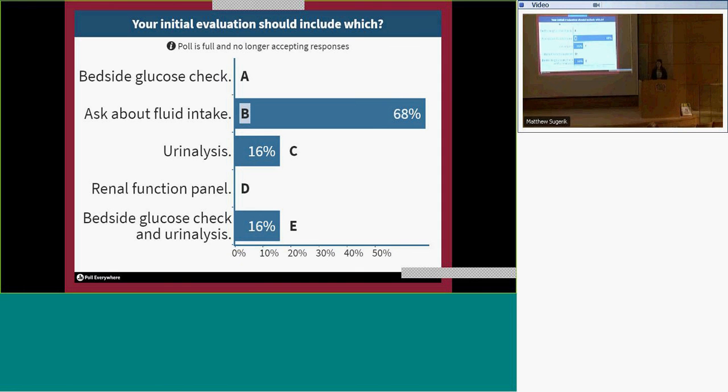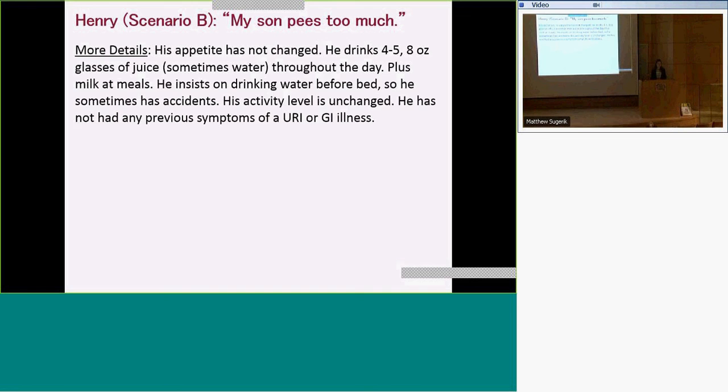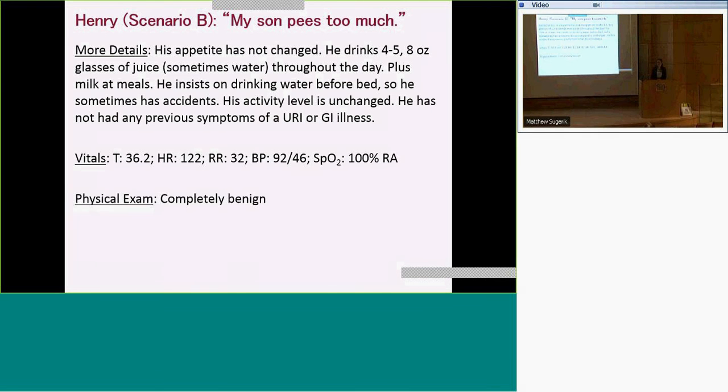I promise that my standing up here drinking water while asking you that question was not a hint. What do you know? He drinks a lot. 4 to 5 8-ounce glasses of juice, sometimes water, plus milk at meals. He has to drink water before he goes to bed, so sometimes he has accidents. None of this has changed. He's otherwise completely well. I promise these are normal vital signs. There's nothing on his physical exam. Here's his growth chart.